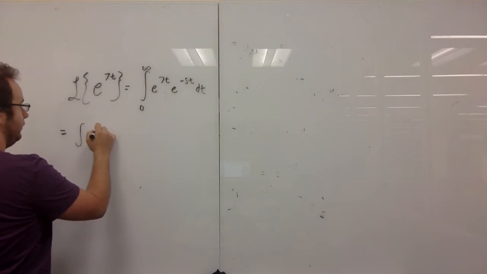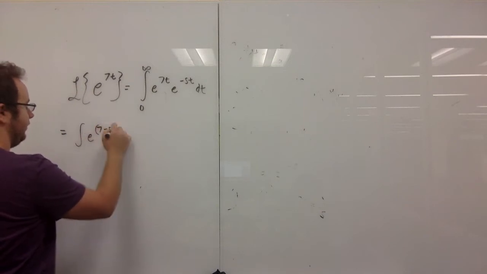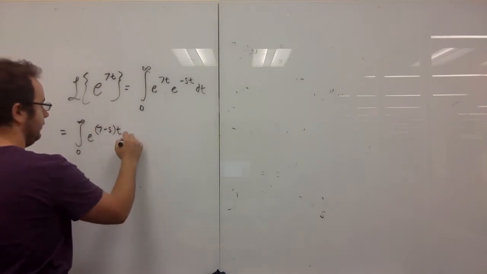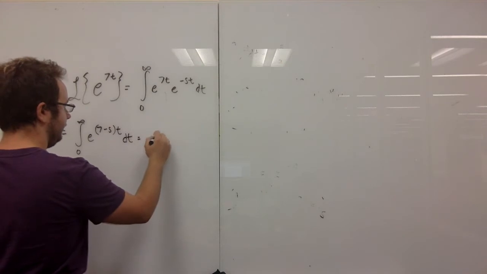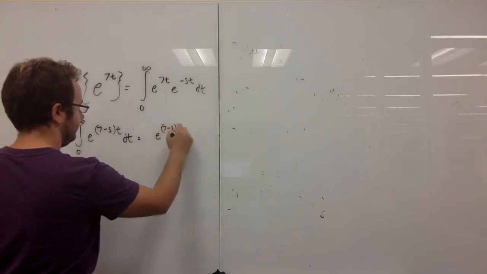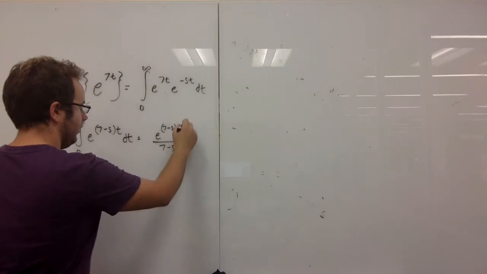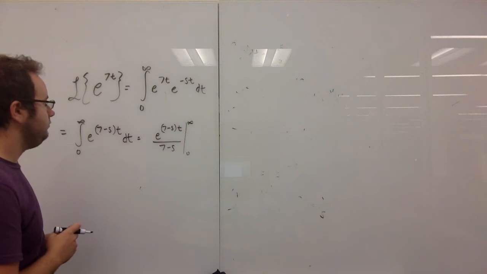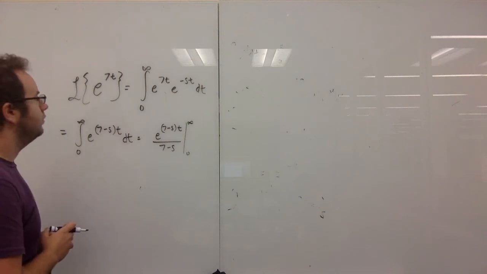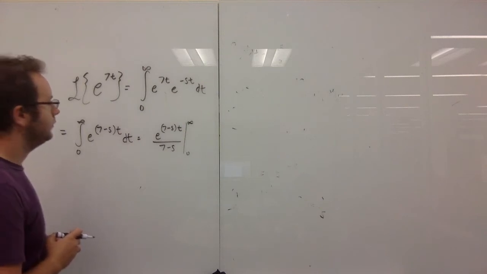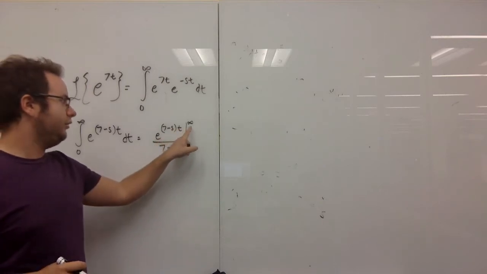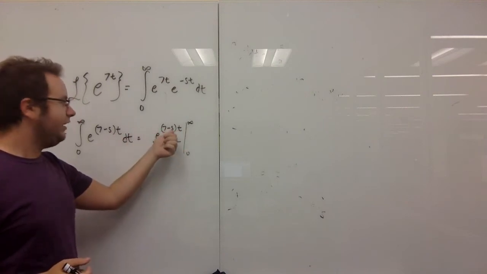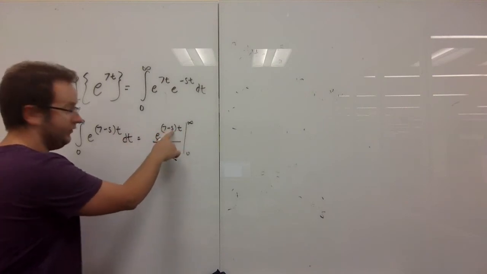e to the (7 minus s) times t from 0 to infinity dt. The integral of which would be e to the (7 minus s)t over 7 minus s. We evaluate from 0 to infinity. Okay. So we plug in infinity for t, and again, we take s to be sufficiently large so that 7 minus s would be a negative number.